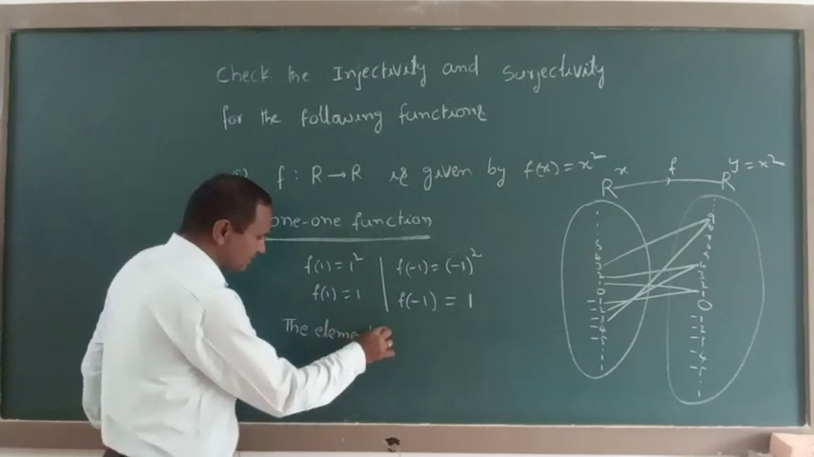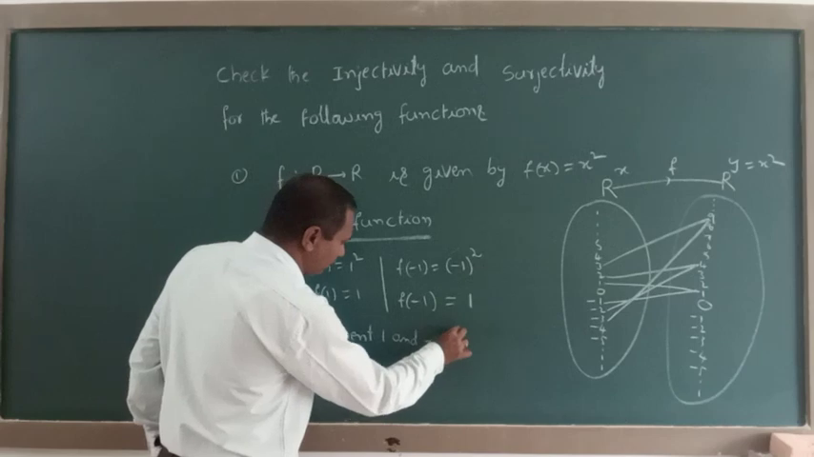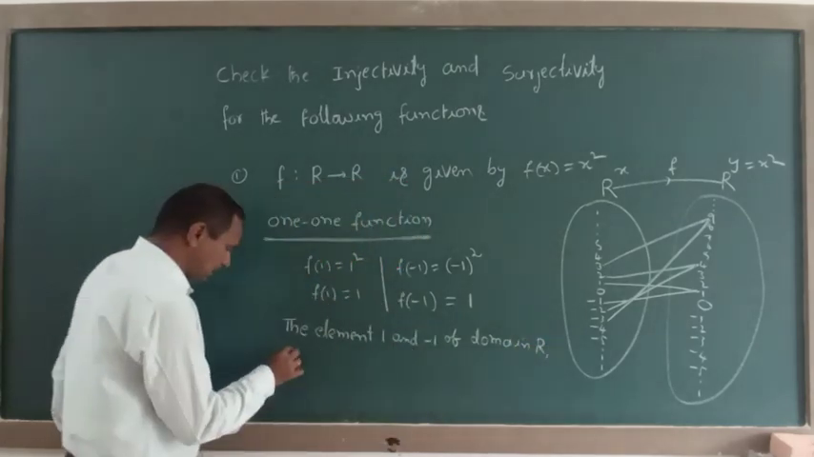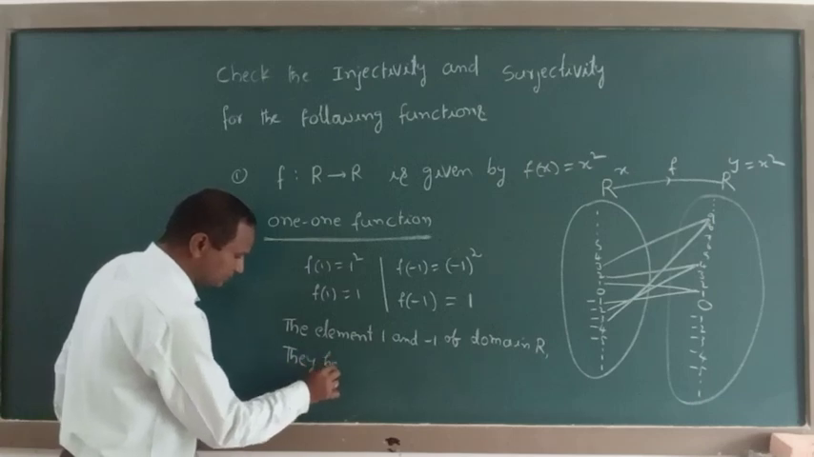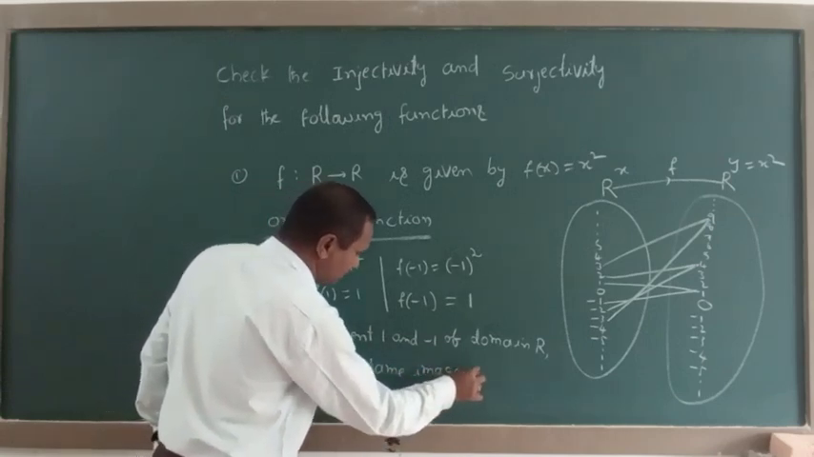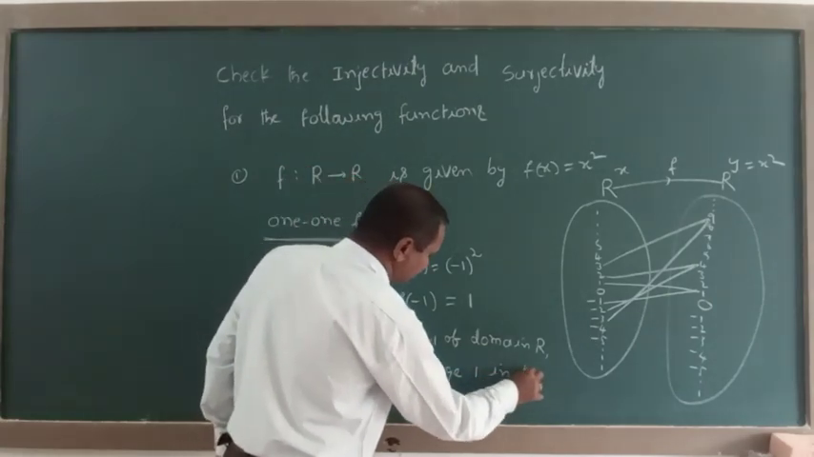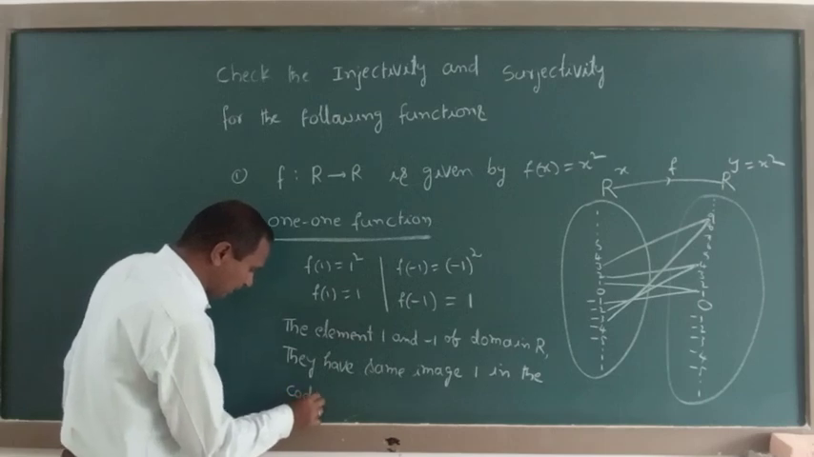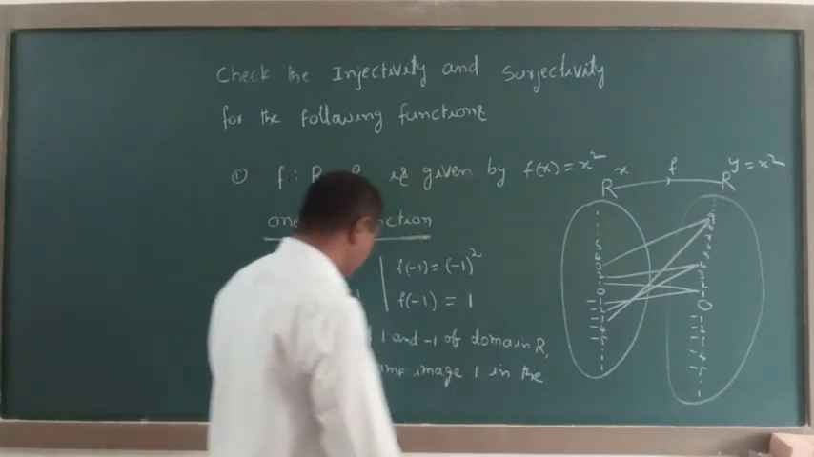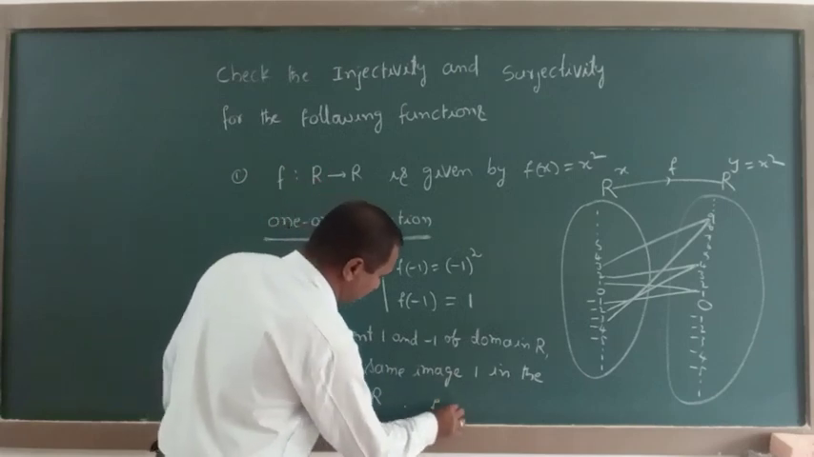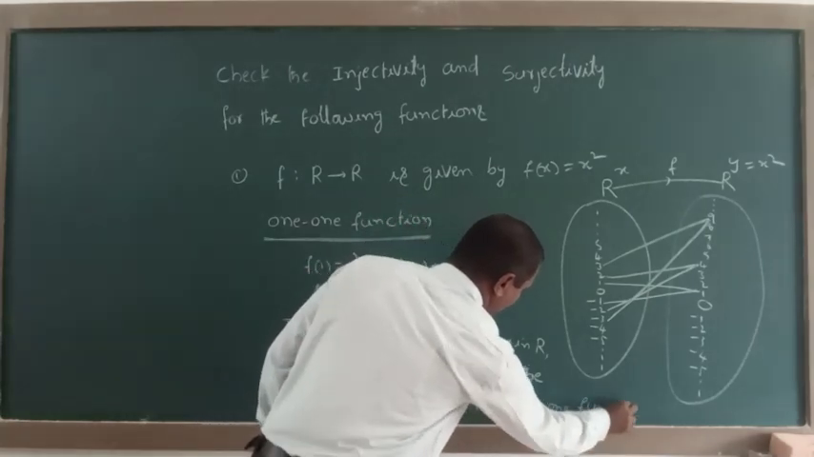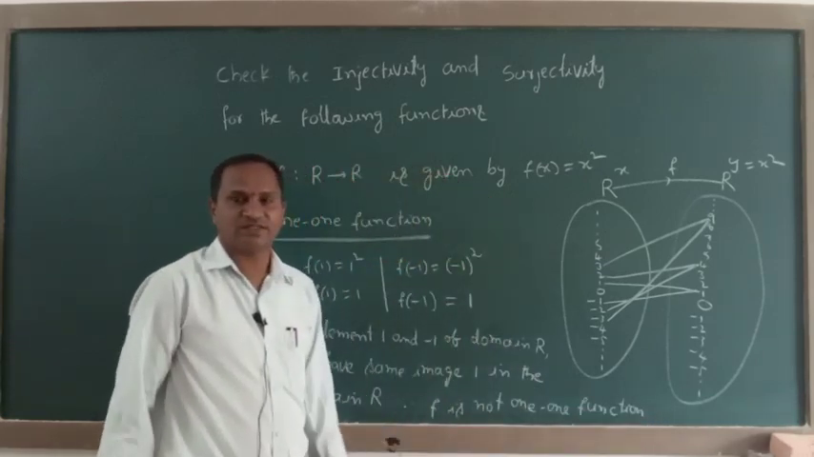The elements 1 and minus 1 of domain capital R have the same image, plus 1, in the codomain capital R. Therefore, f is not one-one function.